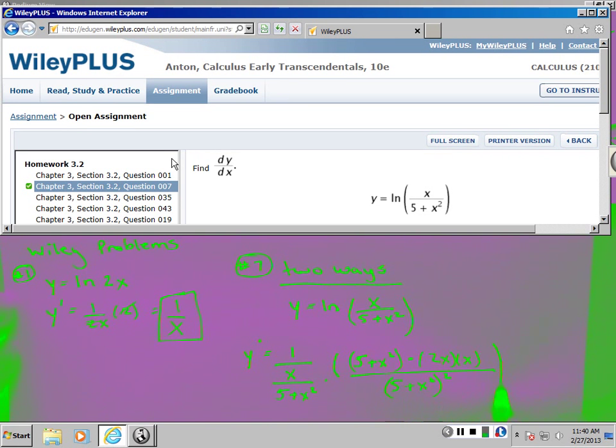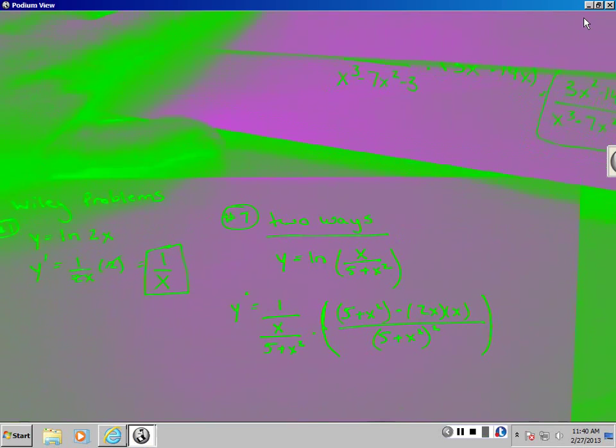Right? So now I need to simplify some things. Simplifying this, I get 5 plus x squared over x, right? 1 over a fraction, flip and multiply. So then I have times 5. I have x squared minus 2x squared, so it would be minus x squared.